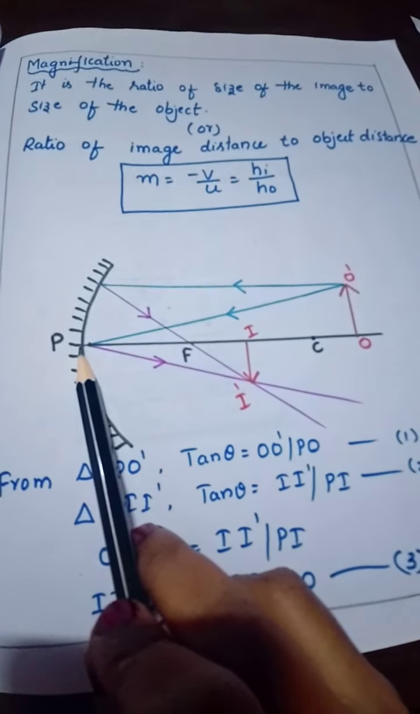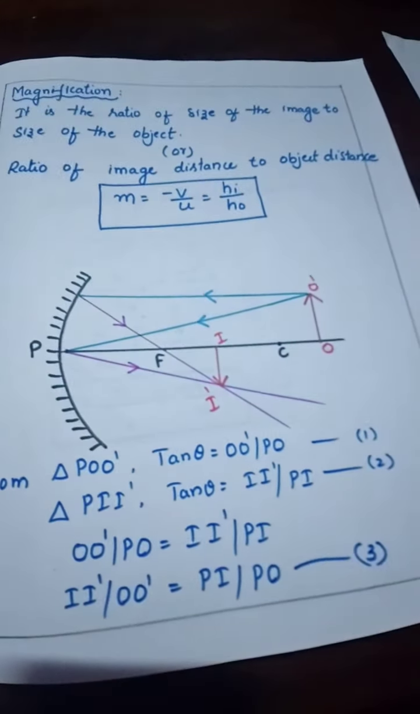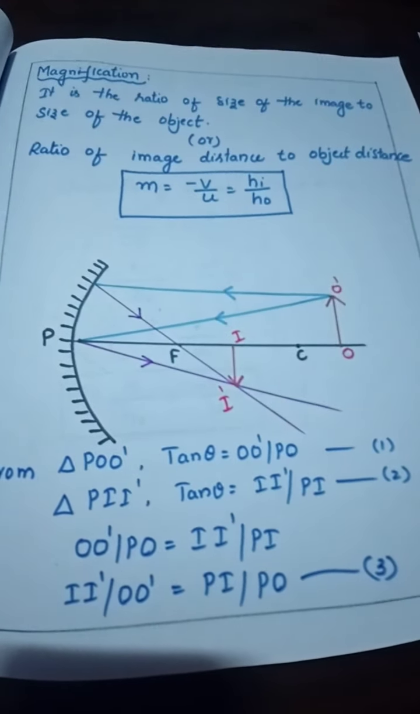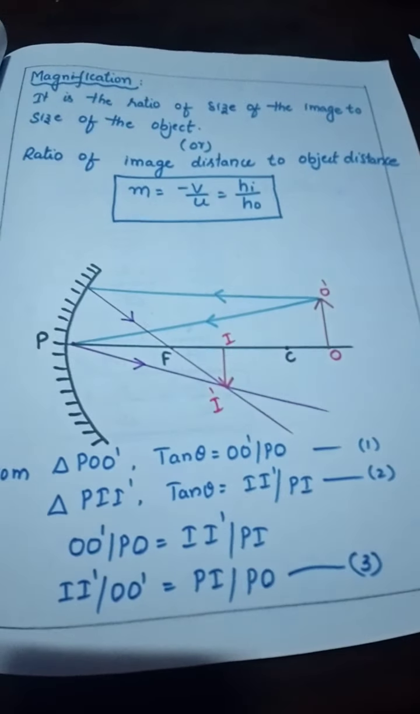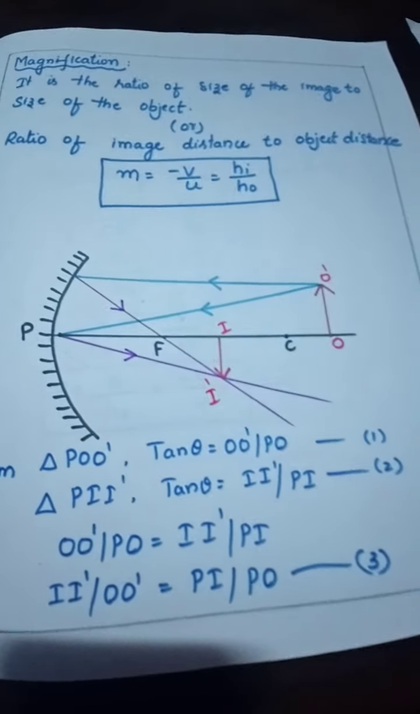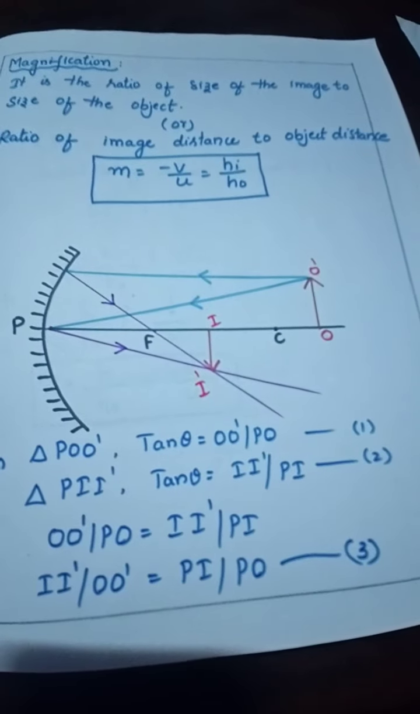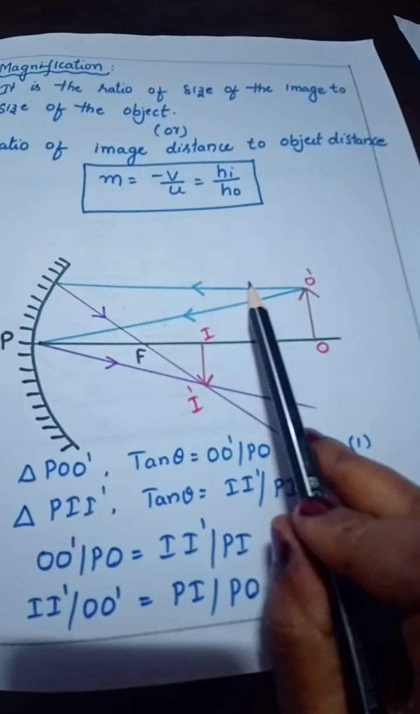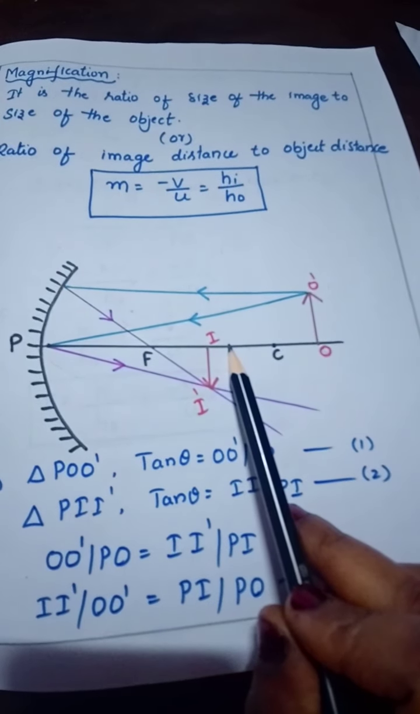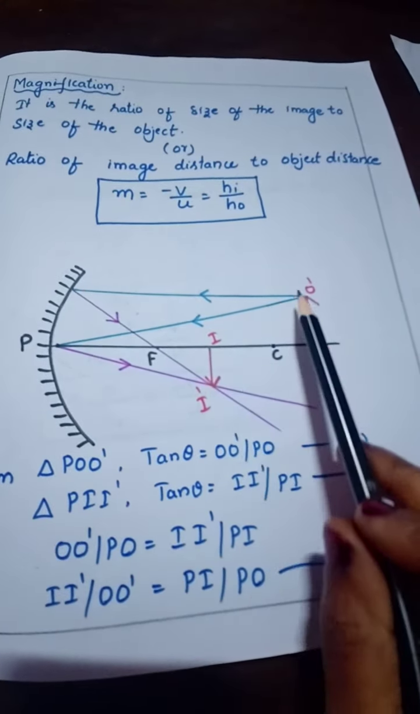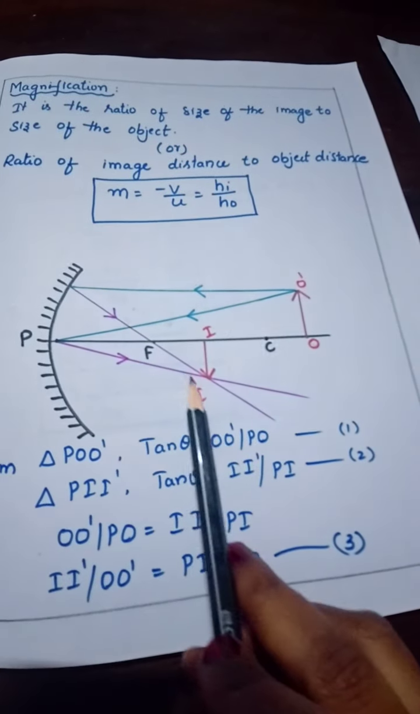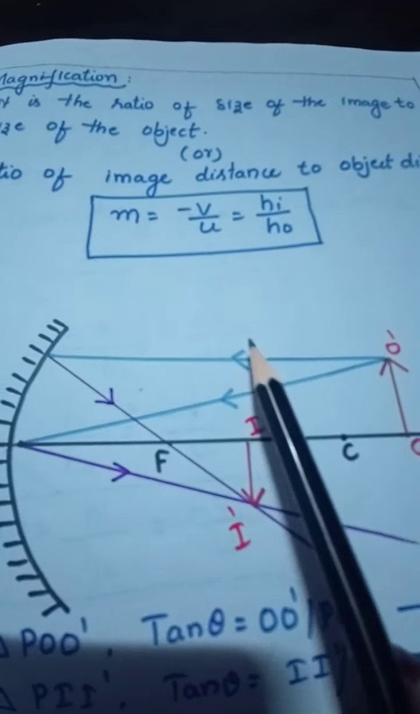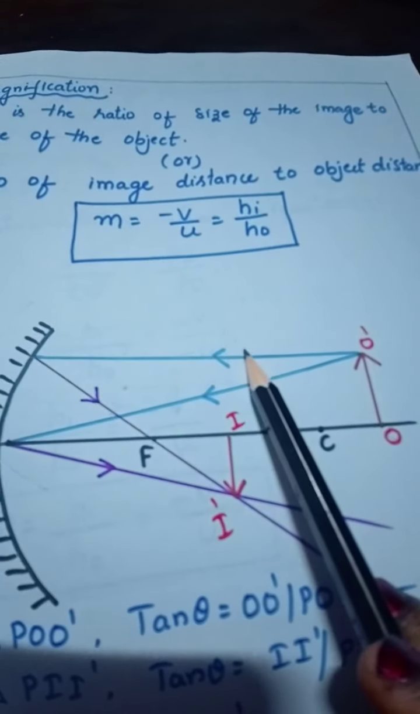To draw any ray diagram, the minimum number of incident rays required is 2. We will get 2 reflected rays, and the point where the 2 reflected rays meet, there we get the image. Here the incident ray is considered parallel to the principal axis. According to the rule, an incident ray parallel to the principal axis gets reflected through the focus. This pink one is the reflected ray for this first incident ray.